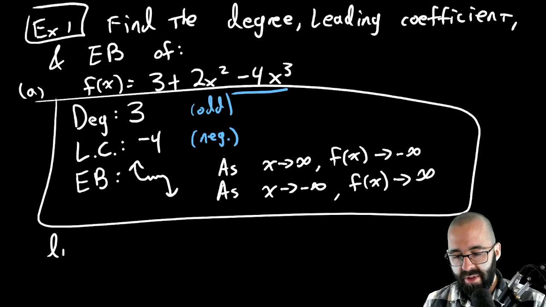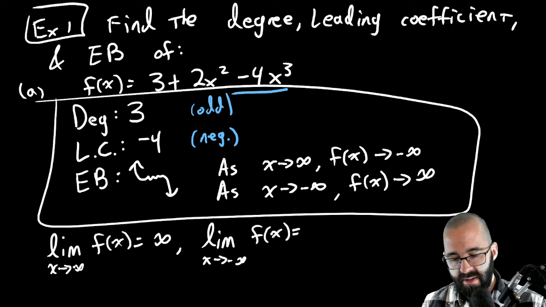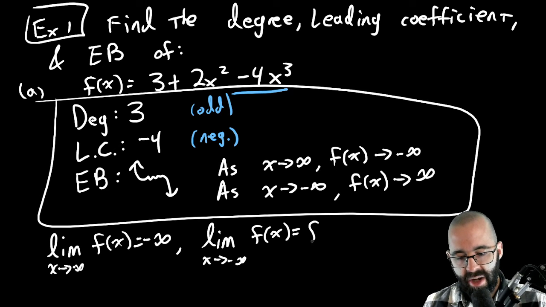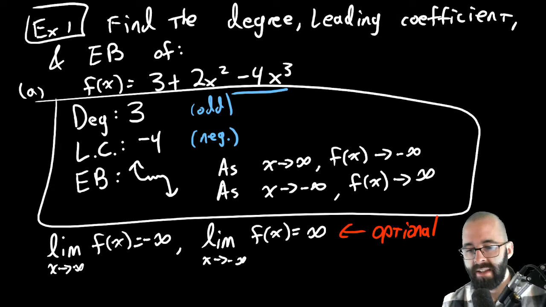And if you really want to be on top of things, you can use the limit notation. The limit as x goes to positive infinity of the function equals negative infinity. Oops, as we go to the right, it goes to negative infinity. And as it goes to the left, it goes to positive infinity. Wow, I am really losing it today. So again, this last thing is optional, but can be good practice. All right, and that's end behavior.